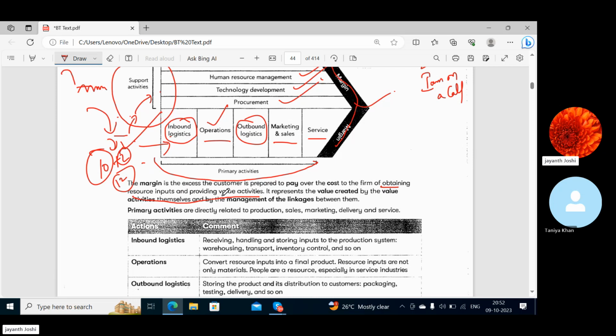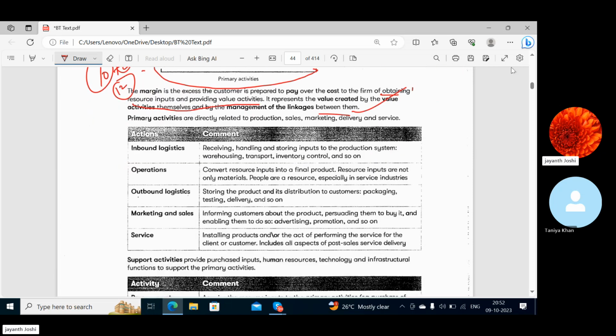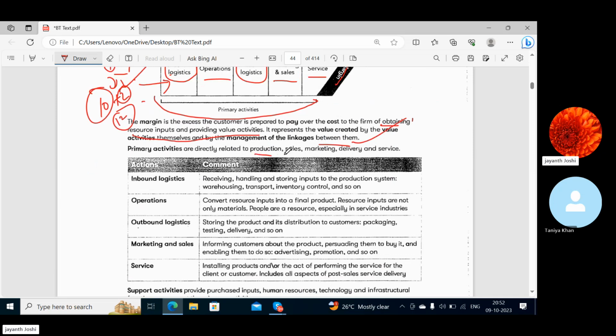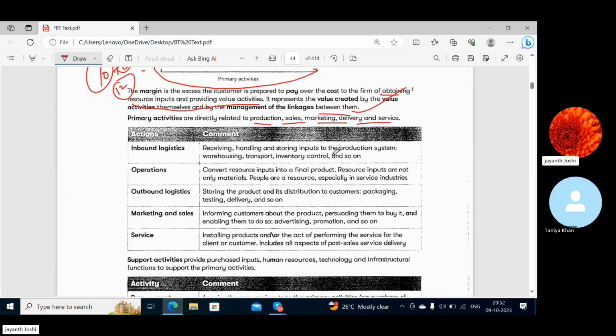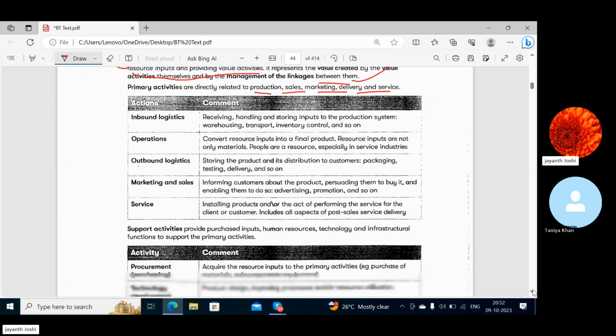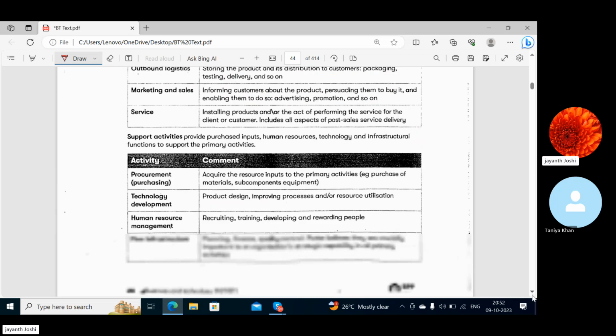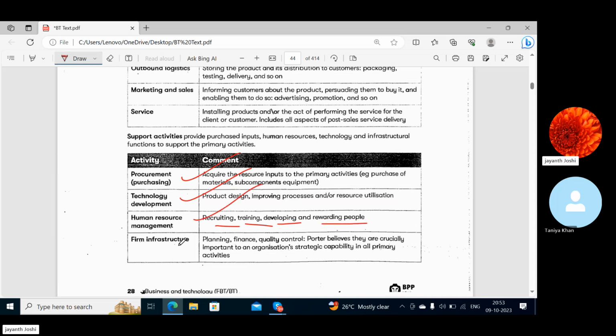So it represents the value created by the value activities themselves and by the management of linkages between them. All the activities are interlinked and properly managed. Primary activities are directly related to production, sales, marketing, delivery, and service. Inbound logistics is receiving the material, handling, storing inputs to the production system, warehousing, transport, inventory control, etc. Operations is converting input into output. Outbound logistics is selling the goods to the end customers: packaging, testing, delivery, and so on. Everywhere they spend money. Marketing and sales is informing customers about the product and creating awareness. Service is giving any kind of service to customers, such as post-sale service like warranty. Then comes purchasing and procurement, technology development using high-tech technology, and then recruiting, training, skill development, rewarding people, HR, and firm infrastructure.